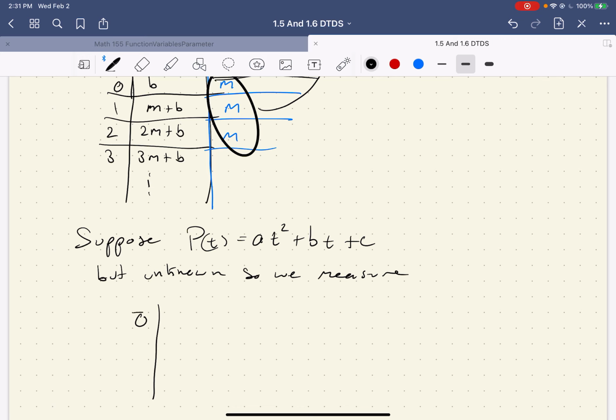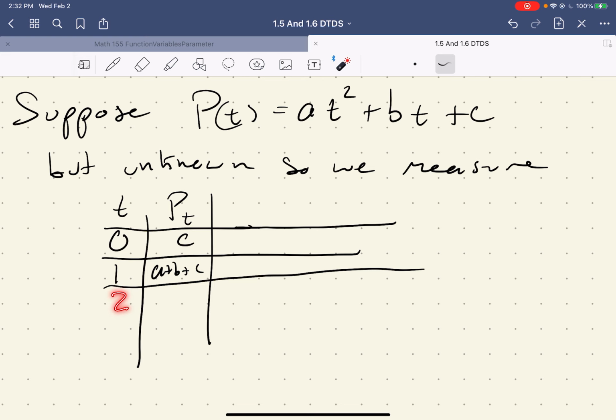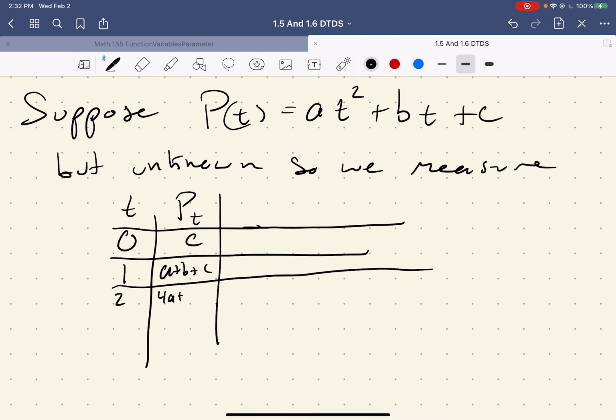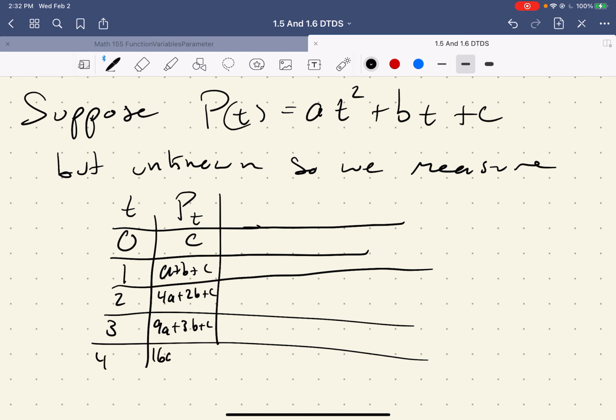So we find out at time 0, that population was C. And at time 1, that population is A plus B plus C. And at time 2, all I'm doing is plugging in 2 for my t, and what I get is 4A plus 2B plus C. Let's do it again. At time 3, I have 9A plus 3B plus C. And at time 4, I have 16A plus 4B plus C. Okay, and we could continue to collect data. And then I'm trying to figure out the difference equation, or the updating function.